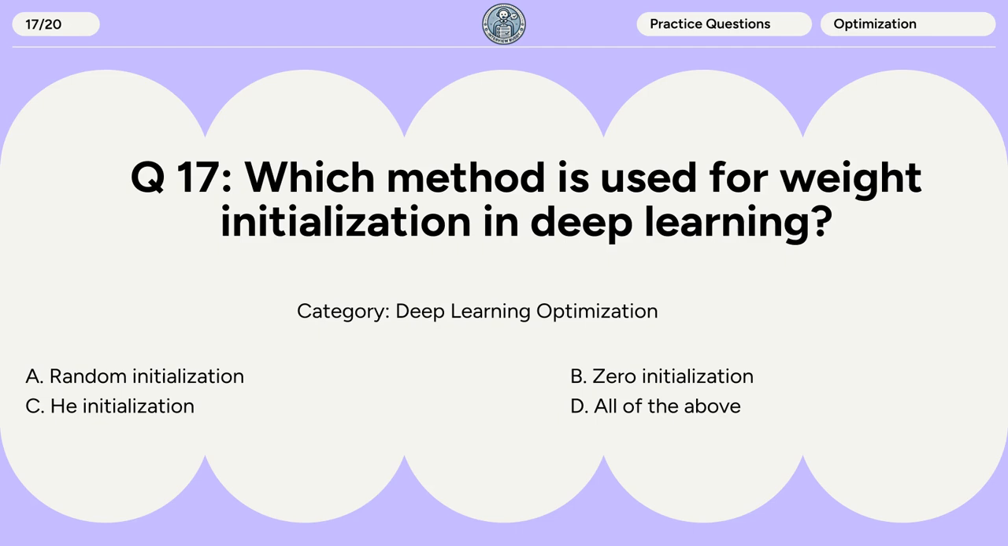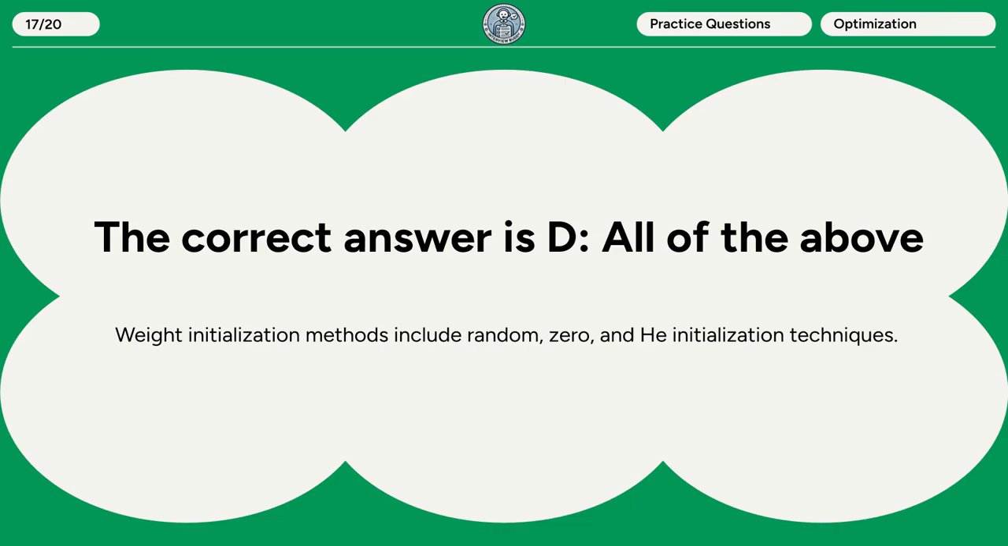Question 17. Which method is used for weight initialization in deep learning? A. Random initialization. B. Zero initialization. C. Key initialization. D. All of the above. The correct answer is D. All of the above. Weight initialization methods include random, zero, and key initialization techniques.